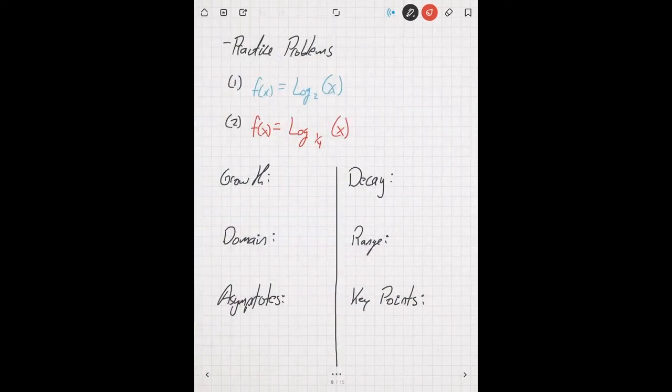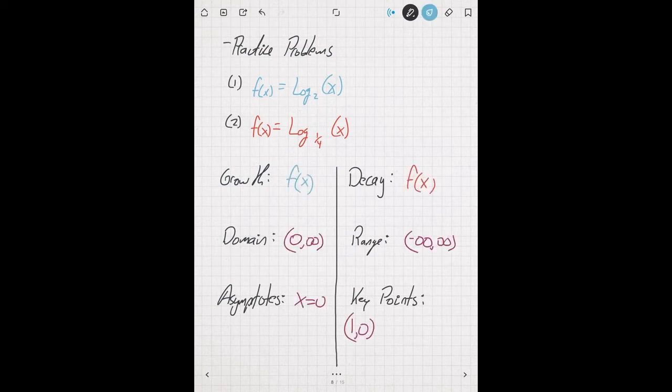Now let's take a look at these 2 basic logarithmic functions. What I want us to do is determine which of these demonstrates growth and which of these demonstrates decay. We also want to identify the domain and range of each and any asymptotes that they might have, as well as what key points they have. Key points that they both share and any key points that are unique to them. Let's take a minute, pause the video, go ahead and fill this out on your own, and when we come back, we'll take a look at what we have.